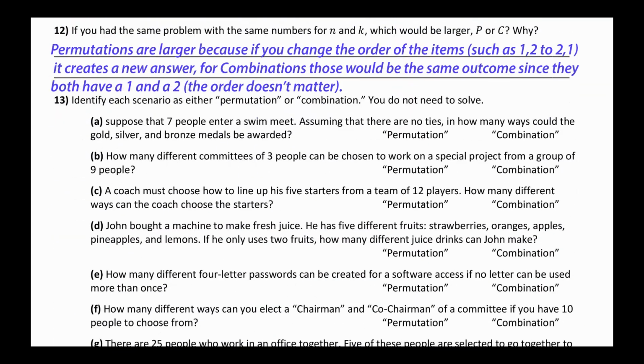Question 12 is actually a good thinking question. If you had the same problem with the same numbers for n and k, which of these would be larger? P for permutations or C for combinations? And why?